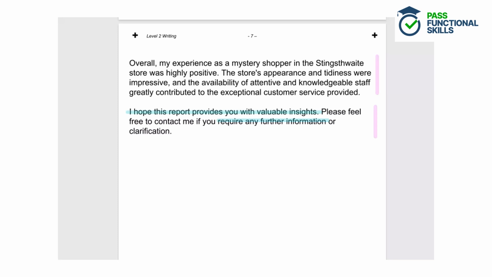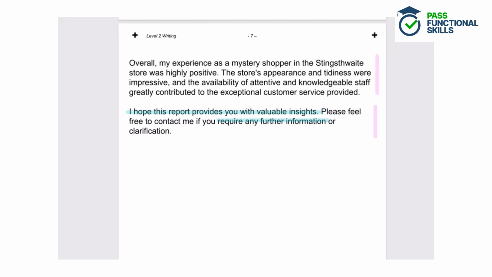So we've got standard English used and no slang or colloquial phrases. We've got no contractions such as can't or didn't. It would say cannot and did not instead, which is far more professional. And a good example of the professional language is in this final paragraph. I hope this report provides you with valuable insights. So this isn't the kind of thing that you would say off the cuff to a friend or a family member. It's very professional. We're using sophisticated vocabulary here, valuable insights, and then require further information. Again, very formal language there.